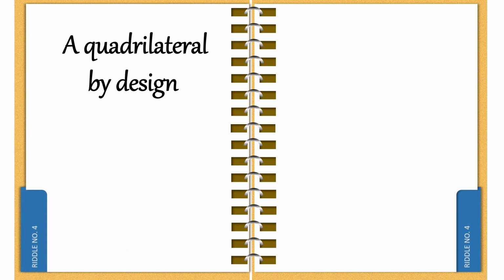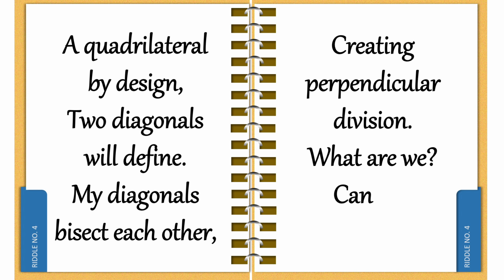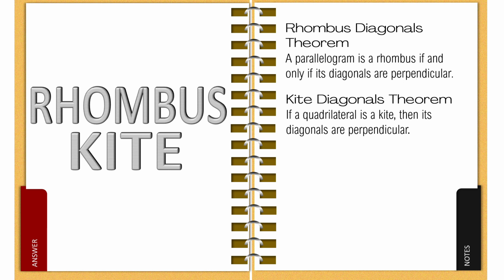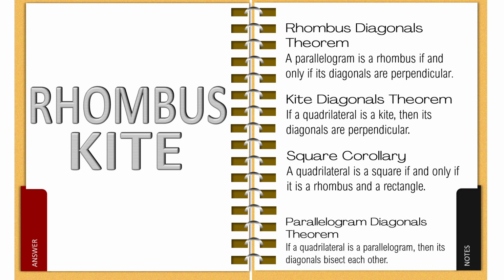A quadrilateral by design, 2 diagonals will define. My diagonals bisect each other, creating perpendicular division. What are we? Can you uncover? Rhombus and kite are the correct answers. These two theorems support the answer to the riddle. Remember that a square is also a rhombus where it obtains its perpendicular diagonals. Why do you think not all parallelograms are the answer to this riddle, even though their diagonals also bisect each other based on the parallelogram diagonals theorem? Comment your answers below.